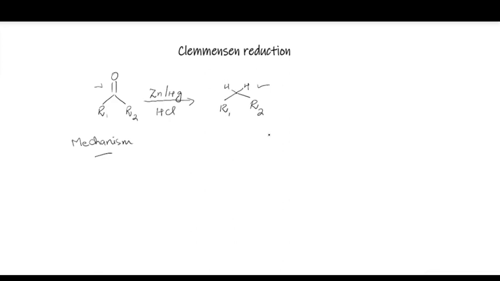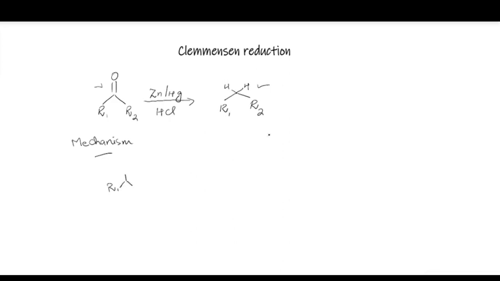And in some pathways, alcohols have been proposed, but as a matter of fact, alcohols are not the intermediates that are formed during this reaction. Because if that was the case, then alcohols would also be reduced to hydrocarbons in the presence of zinc and HCl, but that is not the case. So the intermediacy of alcohol is ruled out in this case. So let's see how this reaction goes forward.